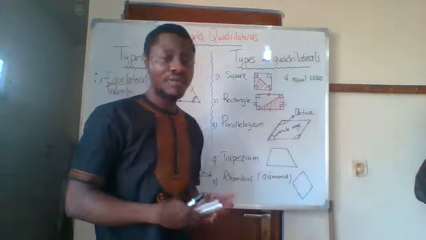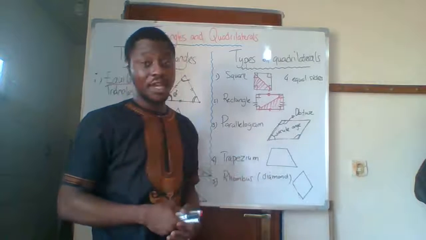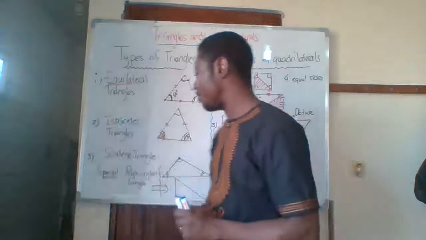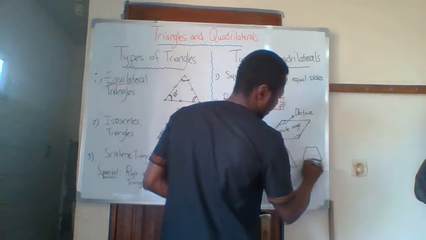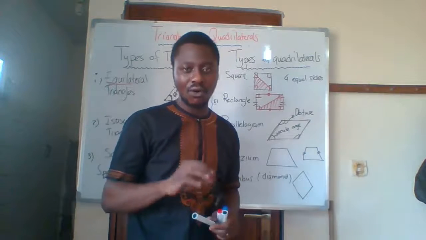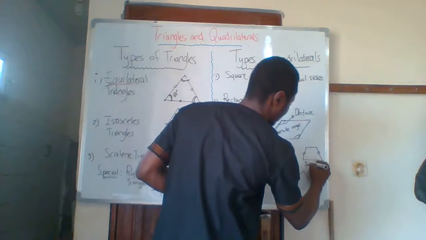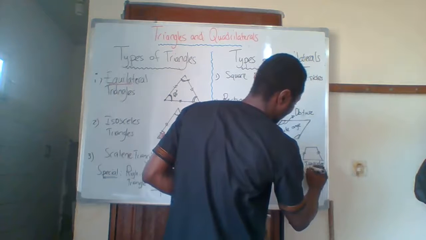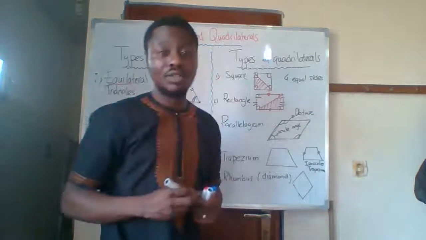Good. Now you have another type of quadrilateral which we call a trapezium. But there's a special type of trapezium which is called an isosceles trapezium. It is a trapezium where two sides are equal. It's a trapezium which looks like this, and these two sides are equal in length. This is an isosceles trapezium.